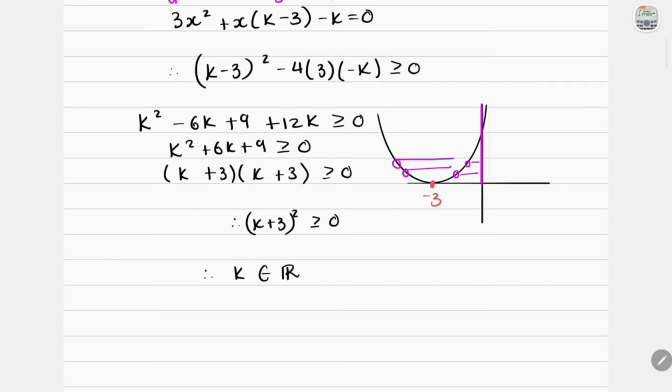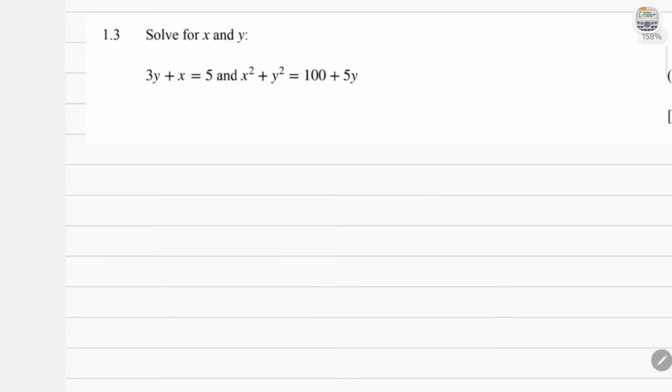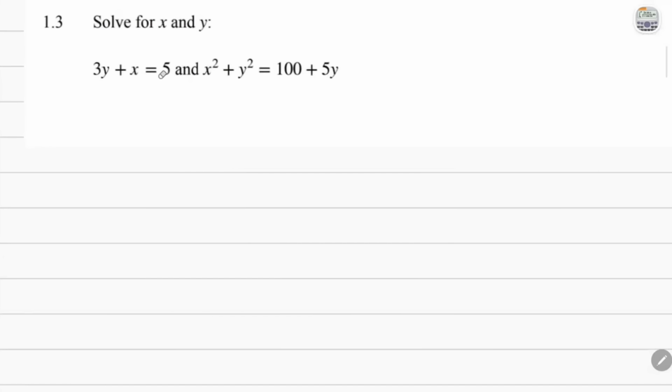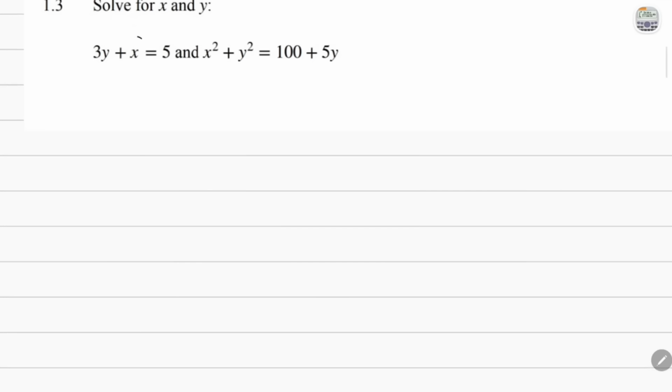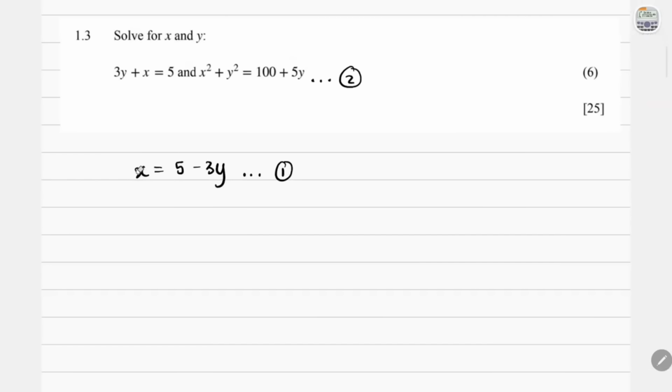Moving on to the next question. Question 1.3, the last question for question 1, says, solve for x and y. Our first equation, we can see that it's linear. So we're going to go ahead and continue with this. Leave x on the left-hand side, and we still have 5 here. Then transpose the 3y, so minus 3y, and we can call this equation 1. Then we can call this equation 2, and to solve for y, since x is the subject here, we're going to substitute equation 1 into equation 2.